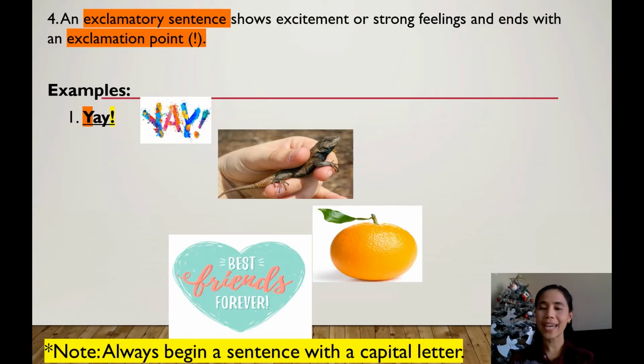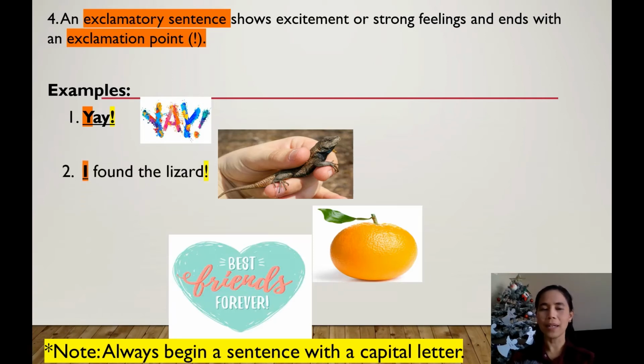Number one, you could say, "Yay!" So this is an expression of joy and excitement. When you are happy, you are celebrating, you could say, "Yay!" And that makes it a complete exclamatory sentence. And of course, don't forget, always begin it with a capital letter and end it with an exclamation point.